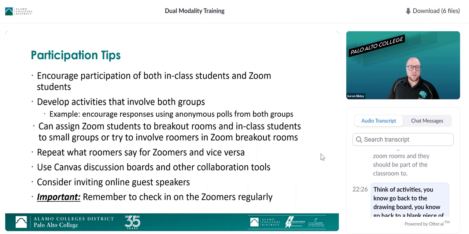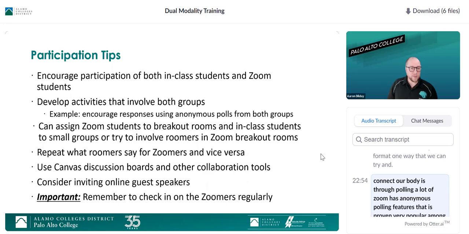Think of activities, go back to the drawing board, go back to a blank piece of paper and say, okay, what activities can I come up with that will work to include Roomers and Zoomers? If you want to do a debate, debate's easy when everyone's in the classroom. Will it work with the dual modality format? You want to have a classroom discussion with small groups. How does that look in the dual modality format? One way that we can try and connect everybody is through polling.